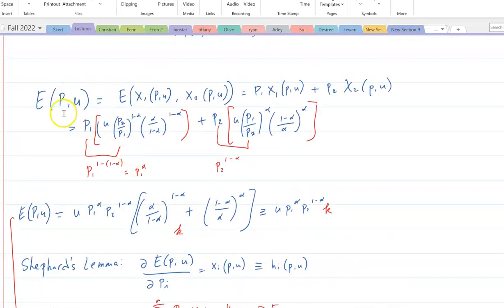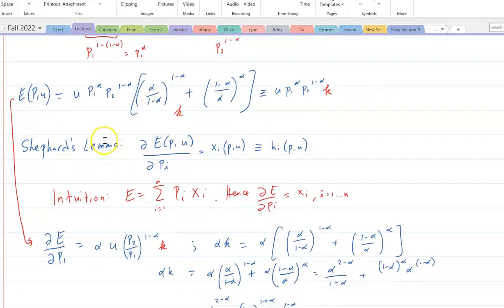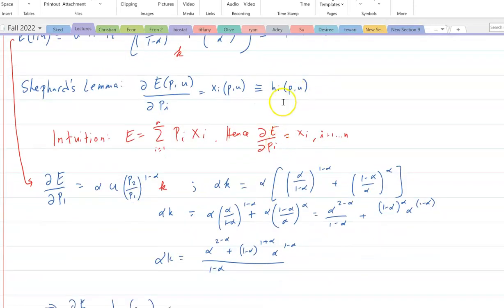Now, let's look at Shephard's lemma. If you take the expenditure as a function of p and u, and you take the partial derivative with respect to prices, you should get the Hicksian demand. The intuition is really simple: E is just the summation of price times x. If you take the partial derivative of E with respect to p_i, you will have x_i. That's how you can remember Shephard's lemma.